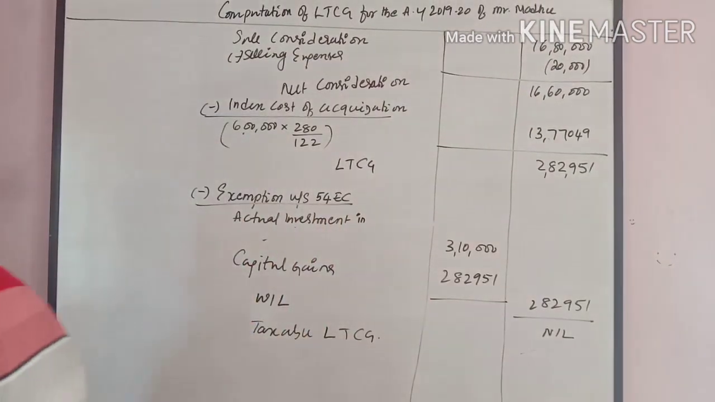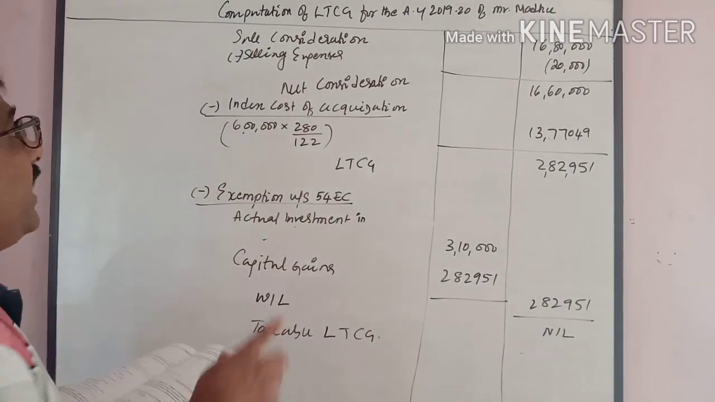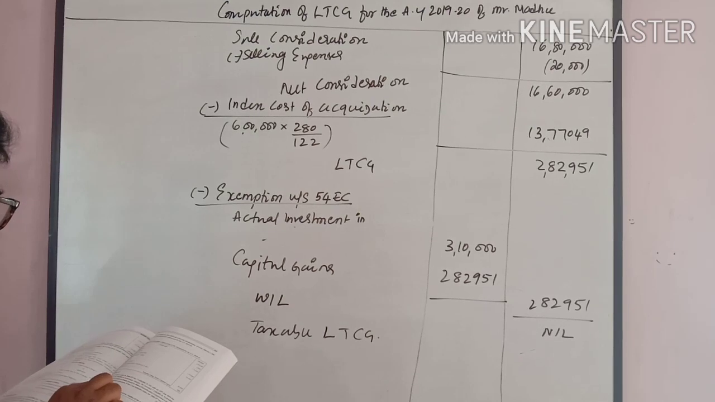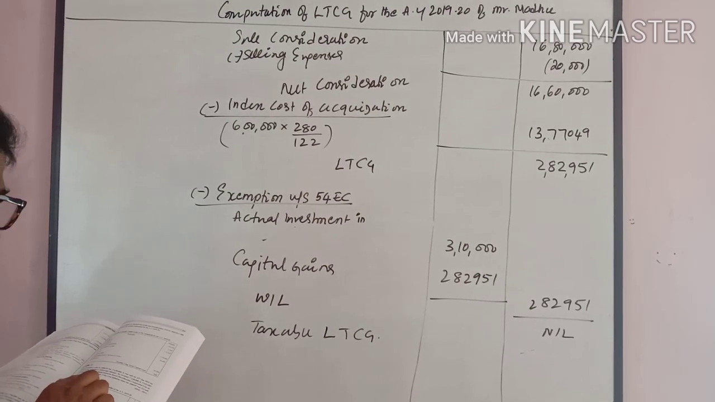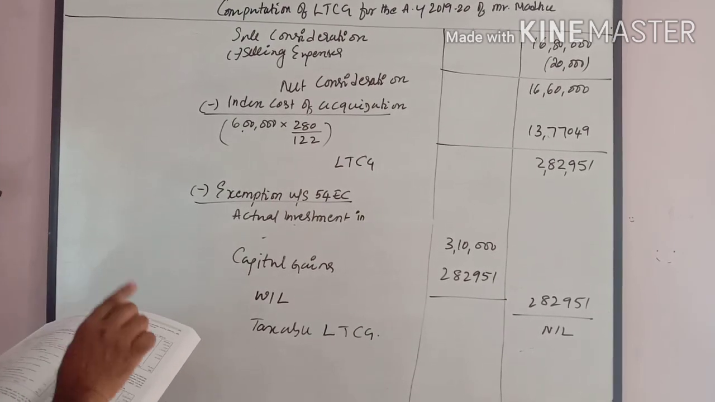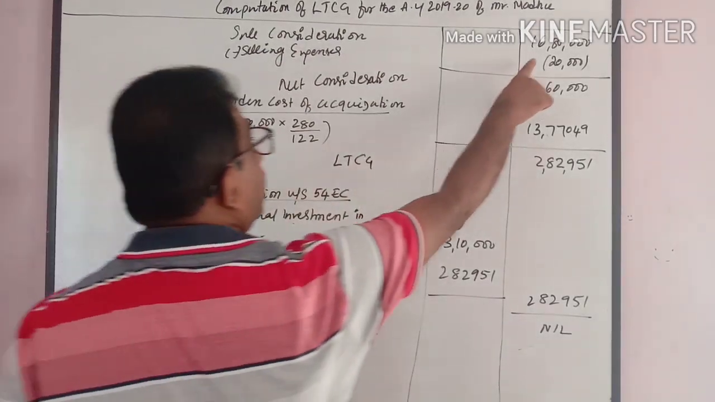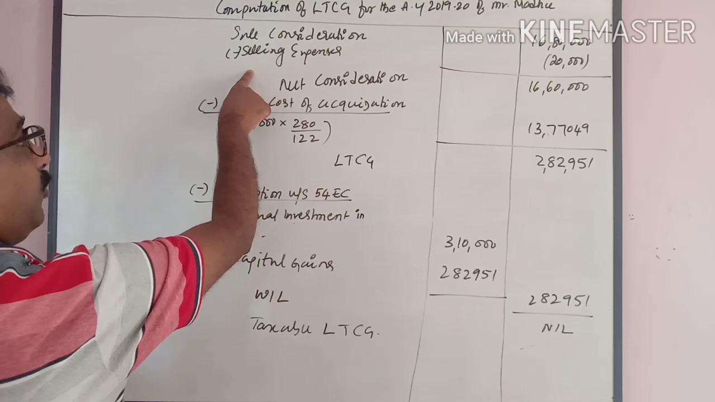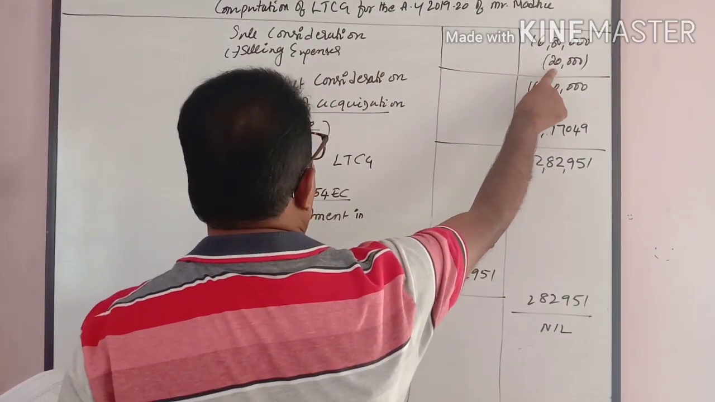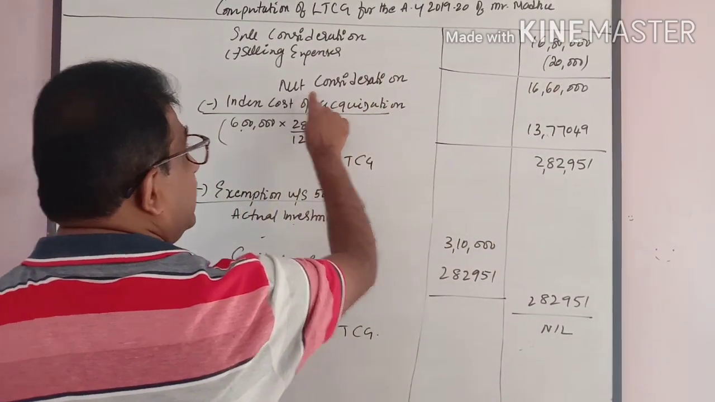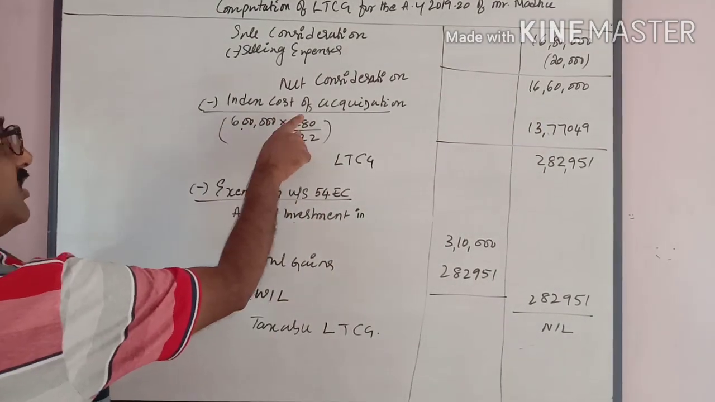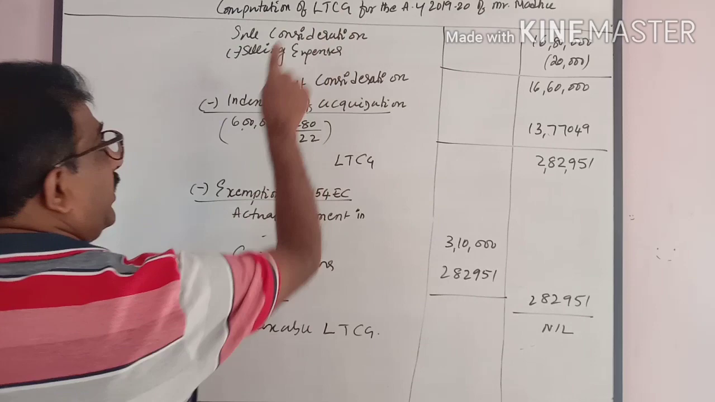Now just look at this format here. Sale consideration: at what price it is sold? 16 lakh 80,000. He sold the property for 16 lakh 80,000. Take that sale consideration here. Selling expenses: he paid brokerage of 20,000. Deduct brokerage. The balance is net consideration, 16 lakh 60,000. We have to apply indexed cost because it is long-term capital gain.